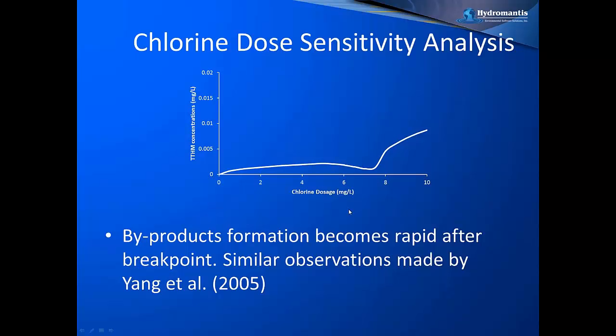In this case, when we increase the chlorine dose, we can see the total trihalomethane formation potential in milligrams per liter. In the initial range, when most of the chlorine residual is in the form of combined residual, the formation potential is low, and when the free chlorine residual starts to build up, the trihalomethane formation potential starts to increase.